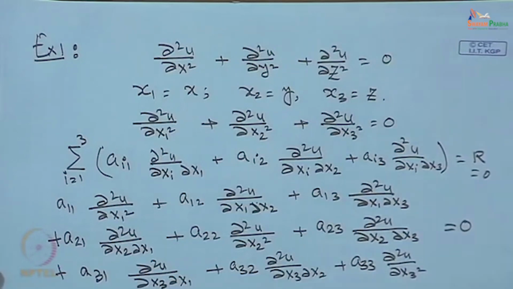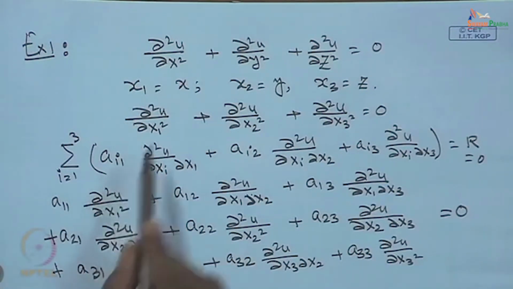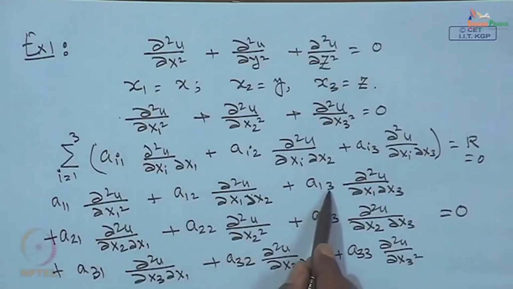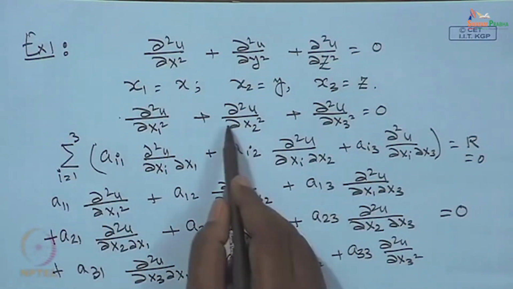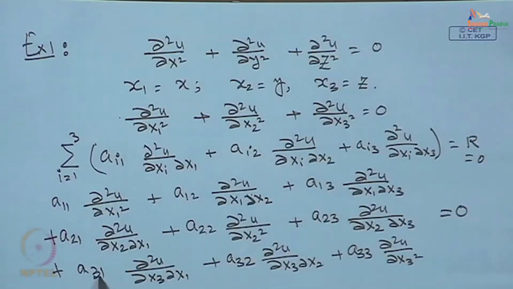Now, let us identify the coefficients. If you identify the coefficients, a11 is equal to 1, okay, that is given here. a12 is equal to 0, a13 is equal to 0, a21 is equal to 0, a22 is equal to 1, a23 is equal to 0, a31 is equal to 0, a32 is equal to 0, and a33 is equal to 1.